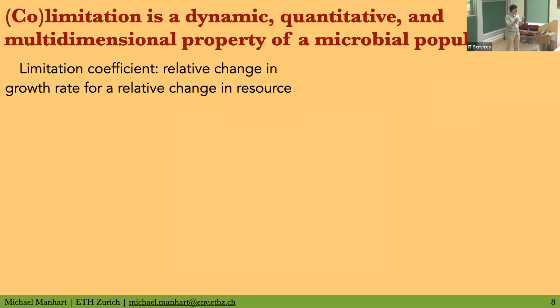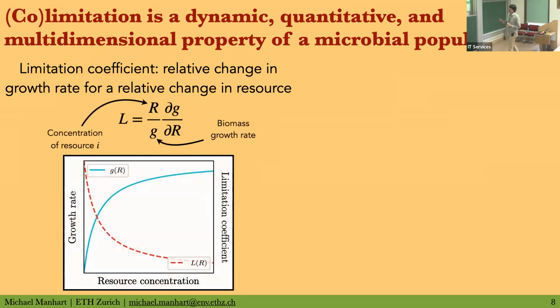Okay, but the first question here is how can we actually define limitation? And so we want to emphasize that this is really a quantitative question, and so we need a quantitative approach here. And so first of all, we want to define this quantity for a single resource called the limitation coefficient. And what this means quantitatively is this is the relative change in growth rate you would get for a relative change in the resource concentration. And mathematically, that corresponds to a derivative of the growth rate with the resource concentration, and then we rescale it to make it dimensionless. And so now if we look again at this 1D picture of resource concentration, and you have sort of your Monod dependence of growth rate, this is your limitation coefficient.